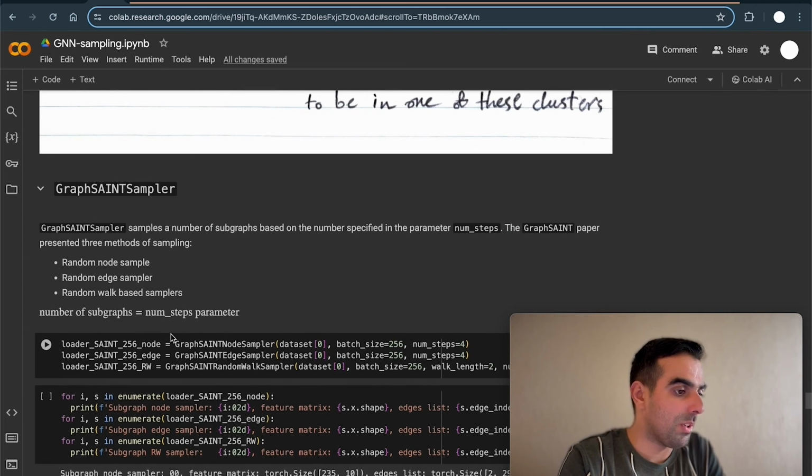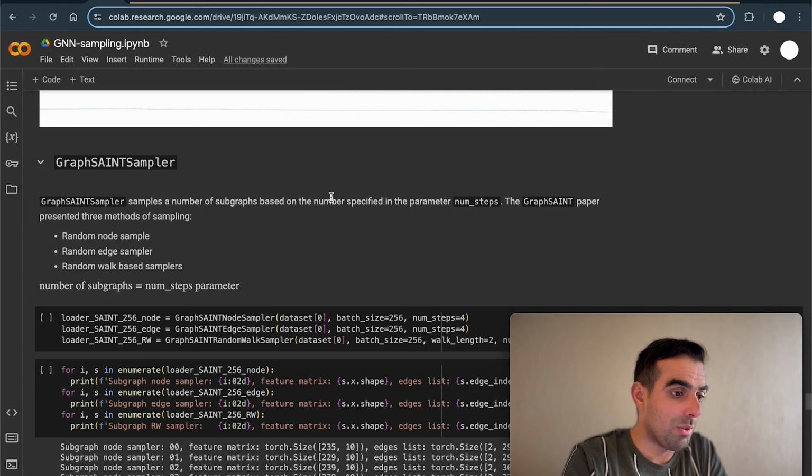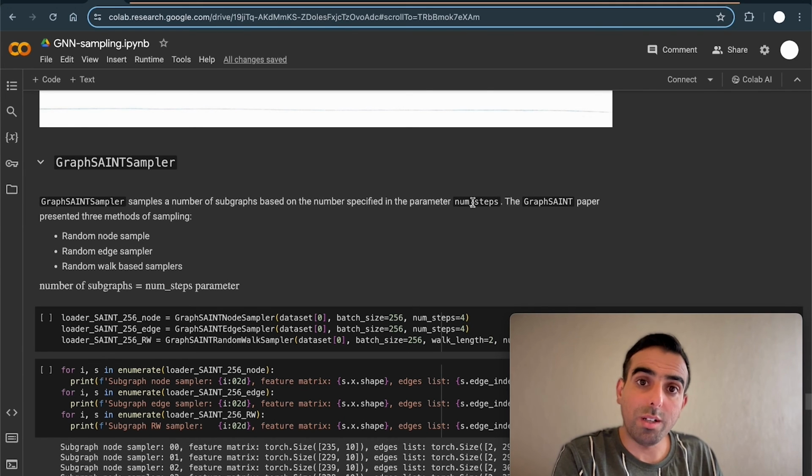The last sampler here we used is the GraphSAINT sampler. The GraphSAINT sampler samples the number of subgraphs based on the number specified, the number of steps. So here you are explicitly asking for the number of subgraphs. The number of subgraphs is not computed for you, just like in neighbor loader or ClusterGCN. And these subgraphs will be sampled using a node sampler, edge sampler, or random walk sampler.